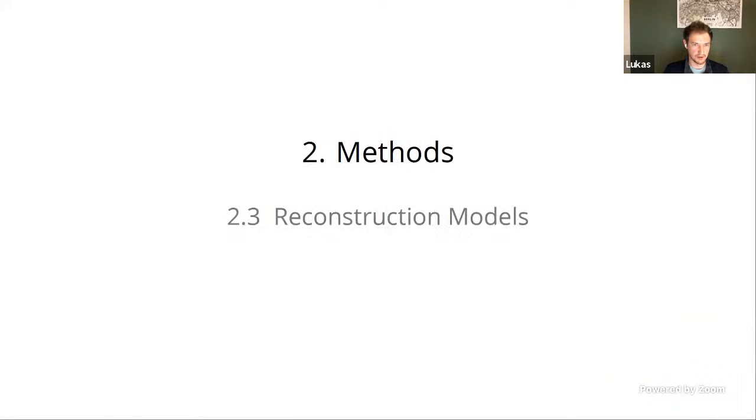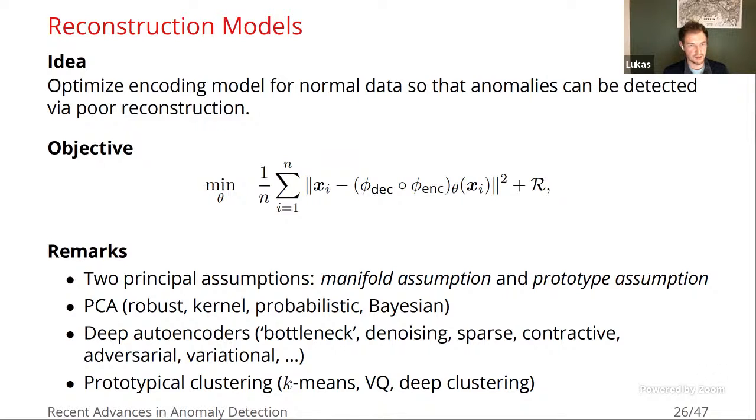And so the third major type of approaches are reconstruction models, and they are not necessarily motivated in a probabilistic fashion, but rather are based on the principle that we want to learn some data encoding model that is trained on the normal data, so that when we have some anomalous samples, this is not as well reconstructed as the normal data that the model has been optimized on.